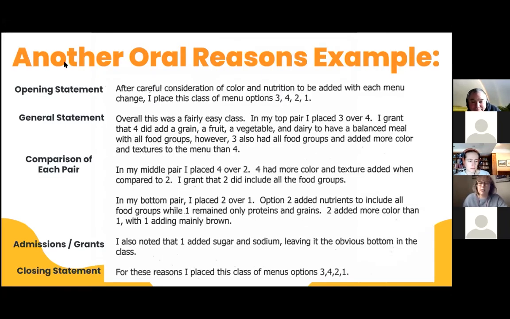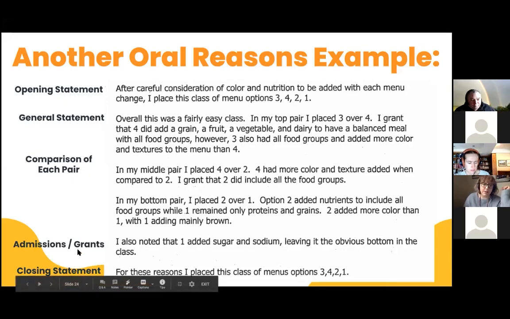And I just had, this isn't the pencil example now, but just another oral reasons example and how we break it down into those five different pieces, those five different components. So our opening statement: after careful consideration of color and nutrition to be added with each menu change, I place this class of menu options 3, 4, 2, 1. General statement: overall, this was a fairly easy class. In my top pair, I placed 3 over 4. And then we have a grant that 4 did add a grain, a fruit, a vegetable, and dairy. So it looks like in this class, we were judging menu options based on what we need for nutrition in each meal.